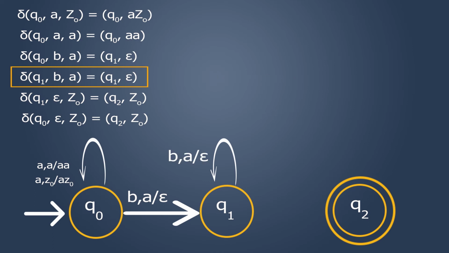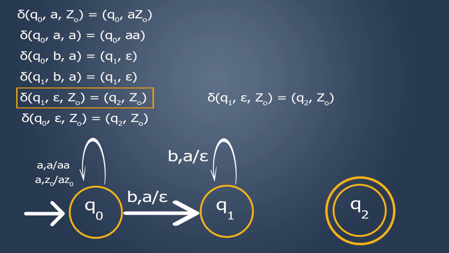Let me consider my fifth transition function. That is, we are on Q1 state, and if there are no more inputs, that is if we have epsilon, and if my top of the stack is Z0, then I should make a transition to Q2 state with Z0 as top of the stack.